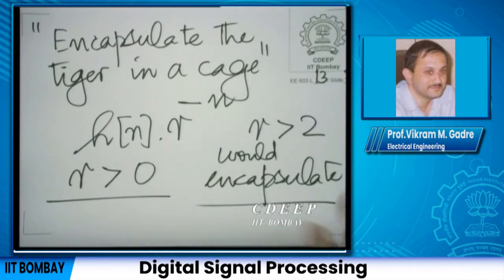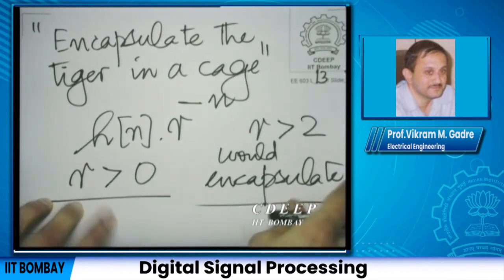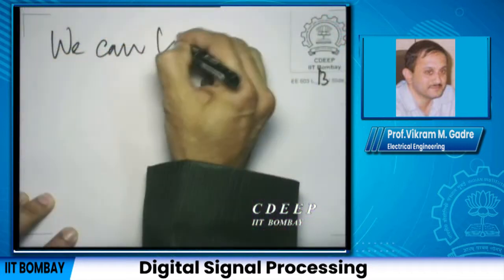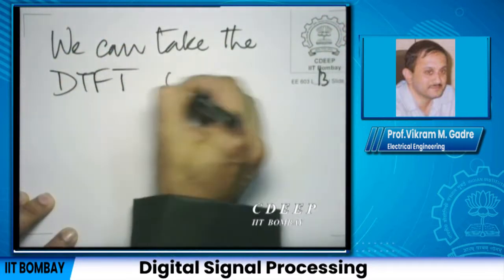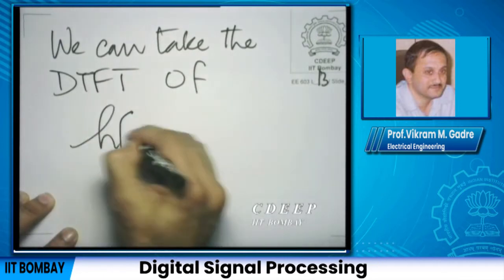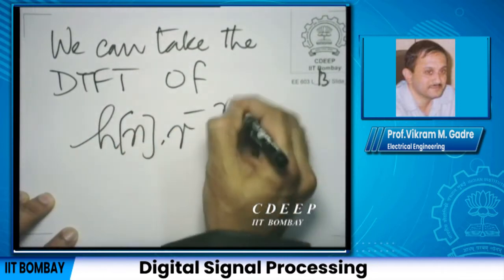And now you can, of course, take the DTFT. So, we can take the DTFT of h, the encapsulated tiger. You can train the encapsulated tiger.